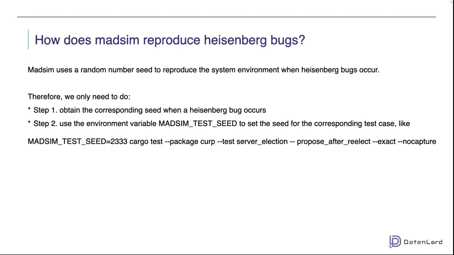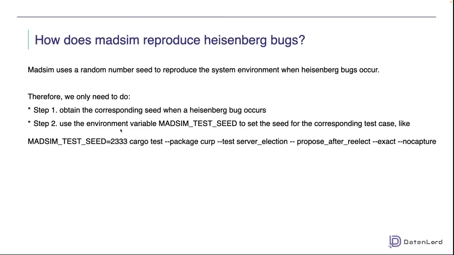And how does Madsim reproduce the Heisenbugs? Madsim uses a random number generator to reproduce the system's environment when a Heisenbug occurred. There are two steps. Step one is to obtain the corresponding seed when a Heisenbug occurs, and step two is to use the environment variable MADSIM_TEST_SEED to set a seed for the corresponding test case, like this.